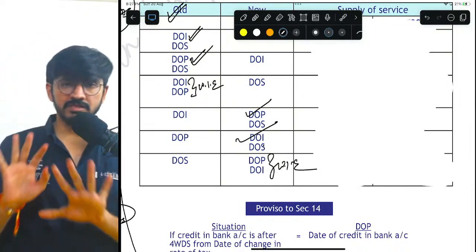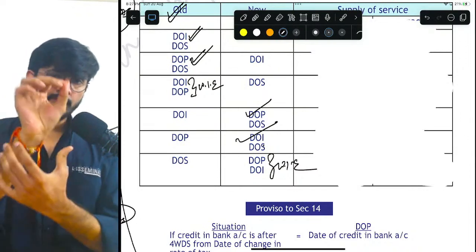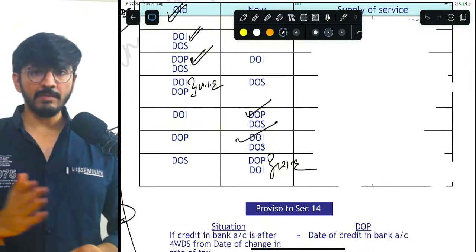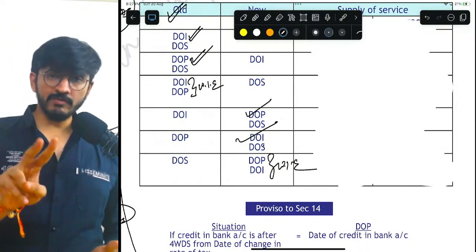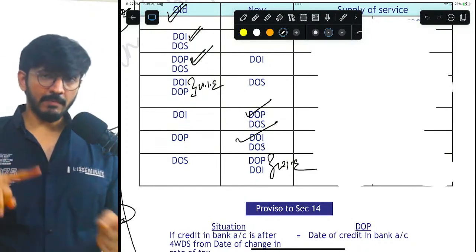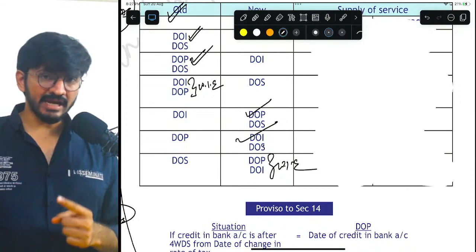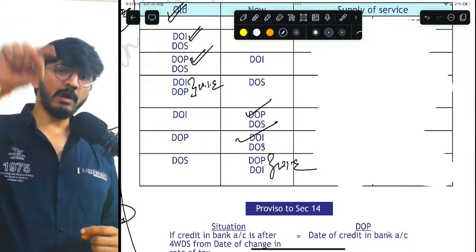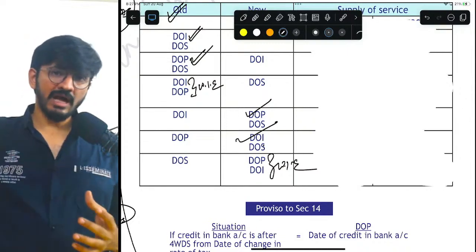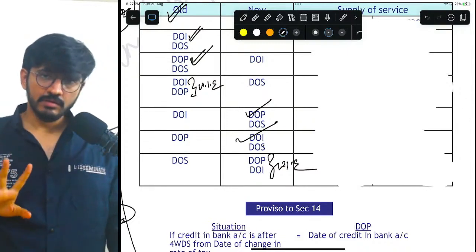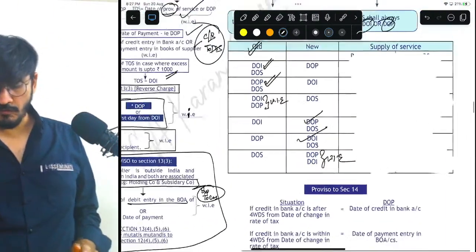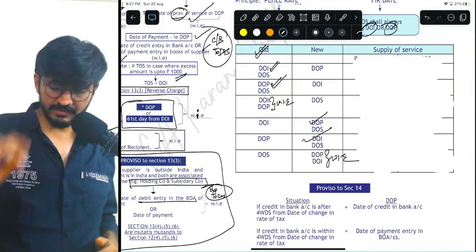So you don't have to do anything. Just focus on which two events, out of the three, have the same rate applicable. And it will happen: either the old rate will apply or the new rate. So if in two events the old rate is applicable, the old rate is the rate of tax that will apply to the transaction. But now what about the date? Out of those two events only, you have to figure out the time of supply. And you already know that the answer has to be either DOI or DOP, and if both of them are there, whichever is earlier. Simple. That's how you find the answer under section 14.